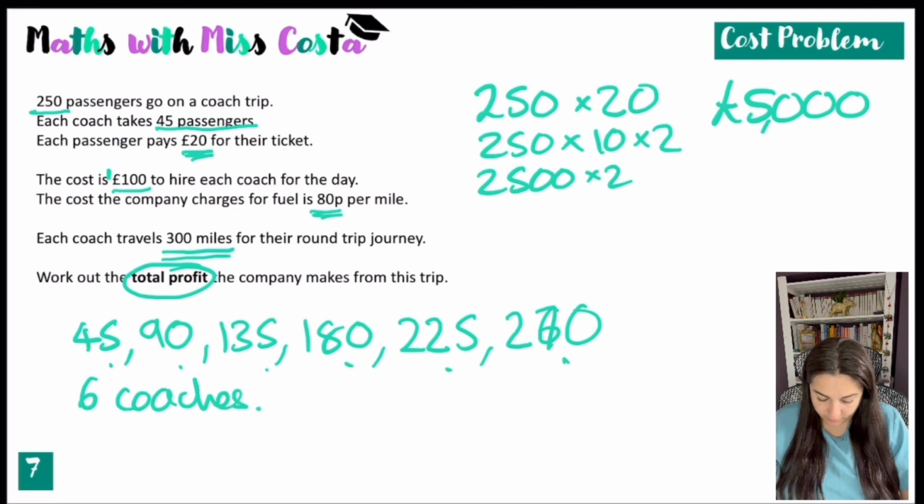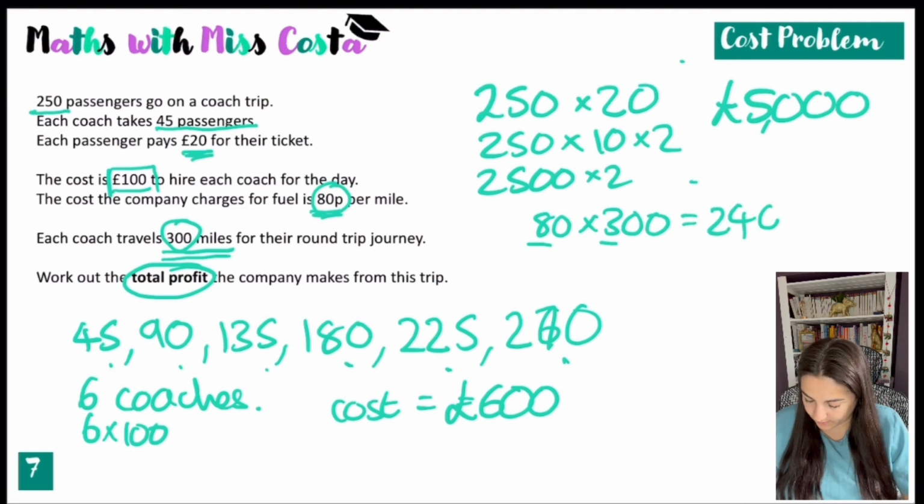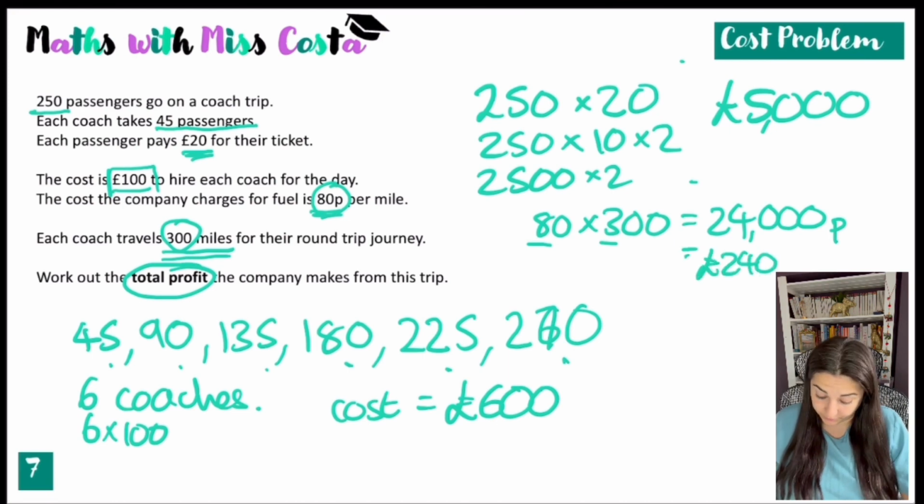So the cost is £100 to hire each coach. So that is a cost, let's write a cost here. 6 times 100 is 600. So it's £600 for coaches. And then I'm told the company charges 80 pence per mile and 300 miles. So 80 times 300 is going to give me 8 times 3 is 24, and then add the zeros, so 24,000 pence. I could write that in pounds, so divide that by 100, so that would be £240 per coach.